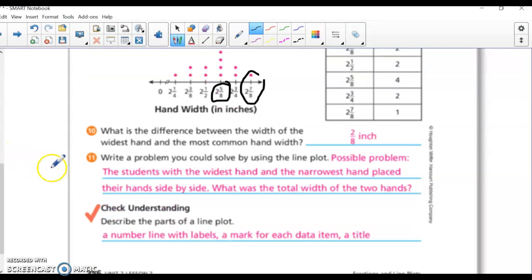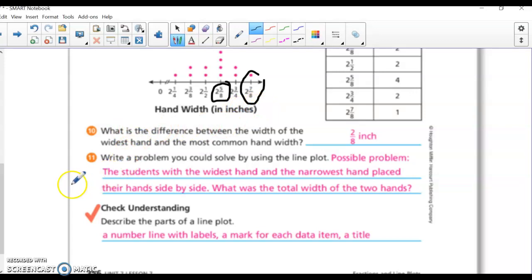And then your question, yours could have been something completely different. They chose to write their question like this. Remember, this is not the only one that would be right. The students with the widest hands and the narrowest hands placed their hands side by side. What was the total width of the 2 hands? So you say, okay, this person and this person are going to add their hand size together, right? And so they would say 2 plus 2 is 4. And then you have 2/8 plus 7/8. That would be 9/8. So 4 and 9/8, but we really write it as 5 and 1/8.